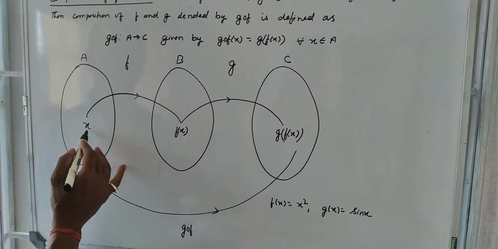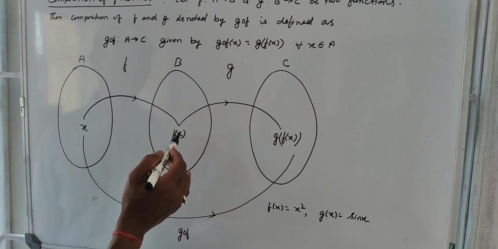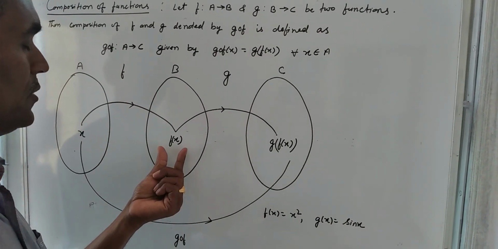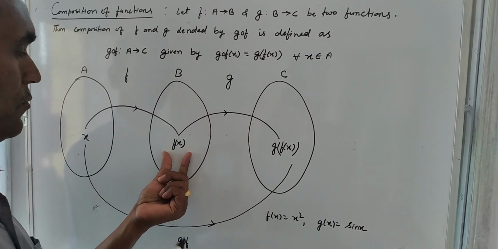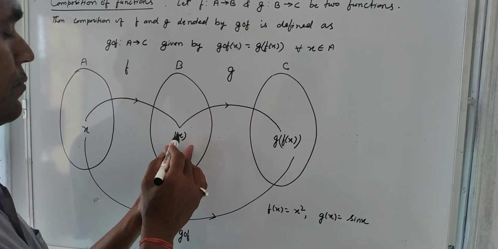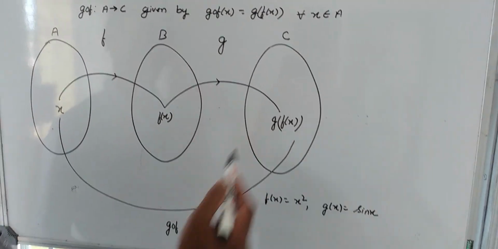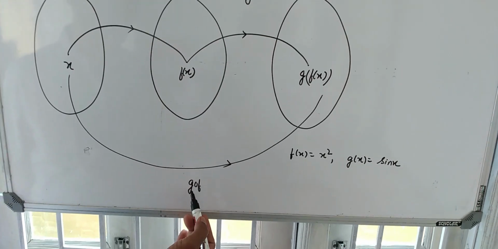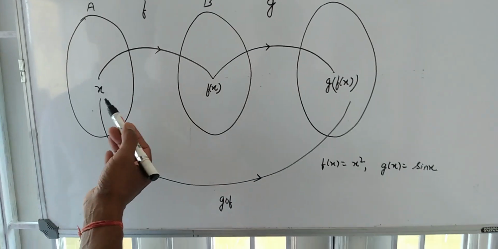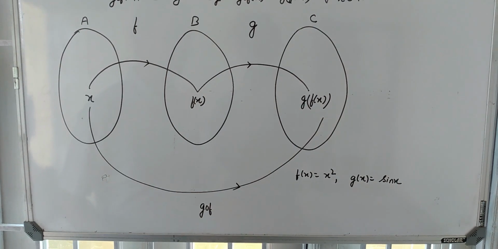Then the image of x under this function f is f(x). So we will get f(x) in set B. Now the image of this element f(x) under g is g(f(x)). So g circle f will be another function, which is a combination of these two functions, defined from set A to C.